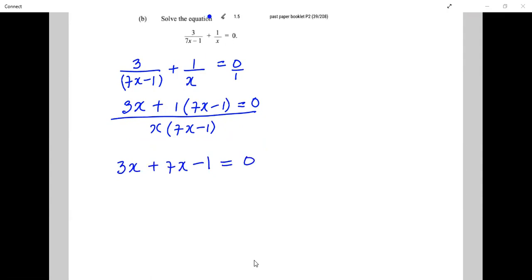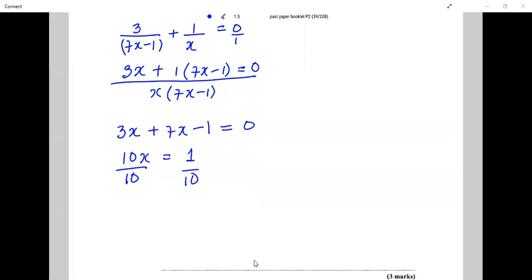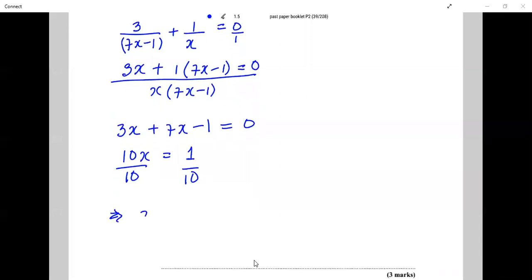3x plus 7x is 10x. So 10x is equal to 1. Negative 1 goes over and becomes positive. The next thing I'm going to do is divide both sides by 10. And so x is equal to 1 over 10.